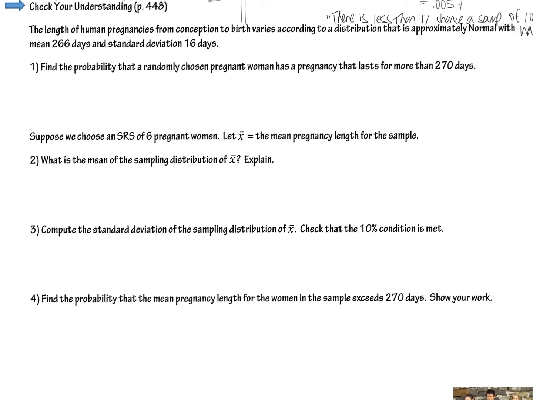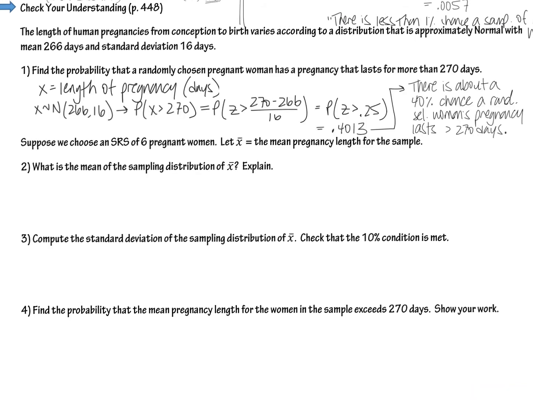So again, we've got a review problem and a new problem. So we have a randomly chosen pregnant woman. That's the review part. Then we're taking a sample of 6 pregnant women. That's the new part. So go ahead and do number 1, pause the video, and make sure you check your answer with mine. Here's what that work should look like.